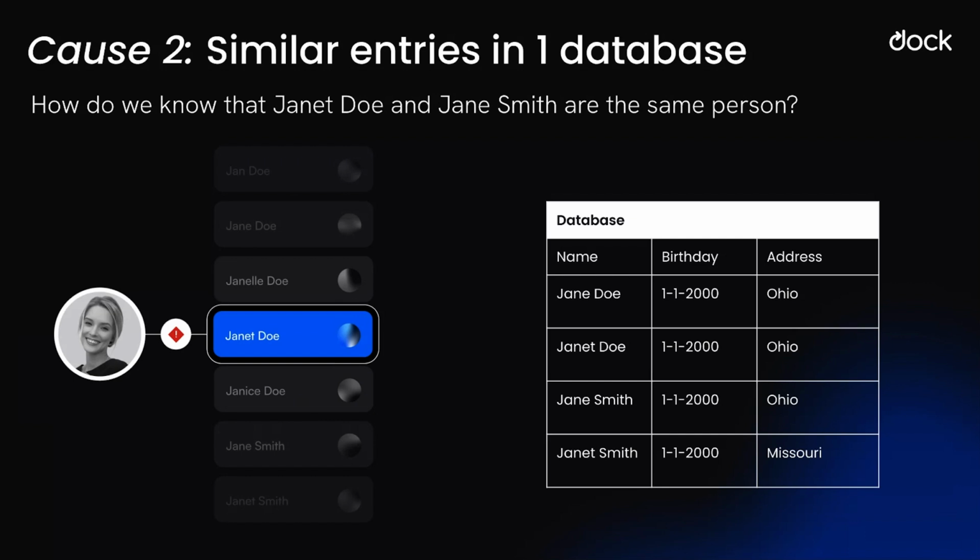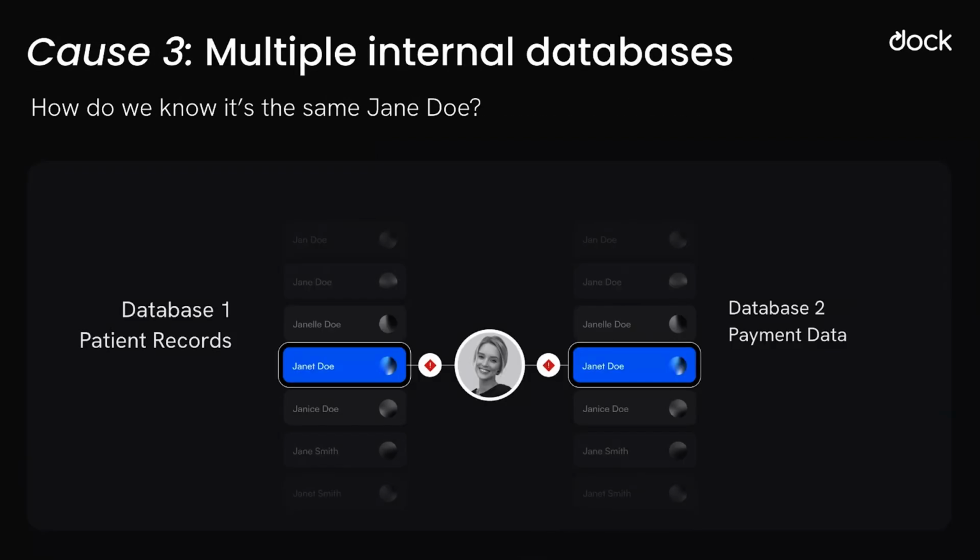And then she decides to go back to using Janet instead of Jane. These are all the same human, but how do we know in the database that these are all referring to the same person? It's a difficult problem to do that matching. And the third example is when we have multiple internal databases, that even when we're all within the same company, we often don't use a consistent identifier.